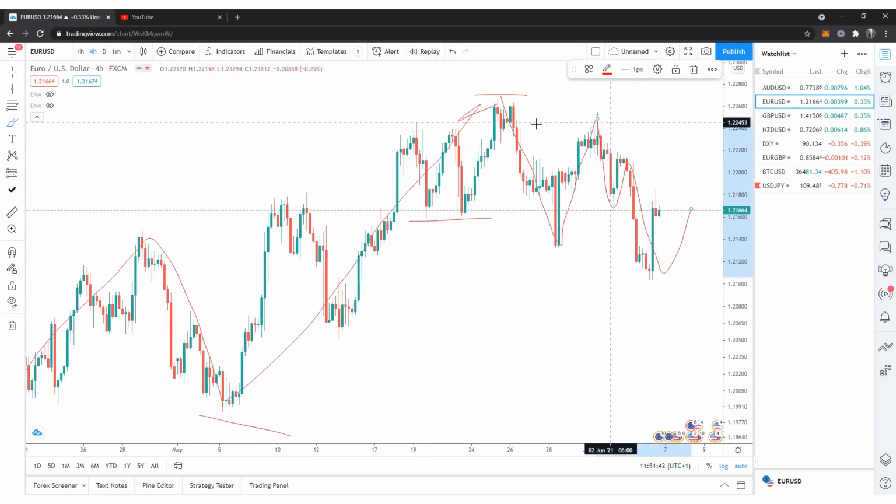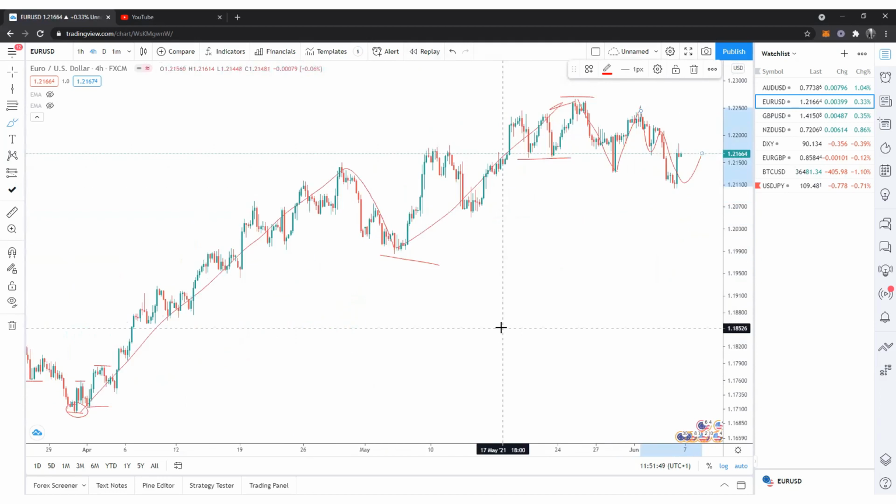When we see this fail to take out the high, we just wait for a bit of confirmation, and then we go from there. So I hope this video has helped. This is market structure. You could easily just trade by using this and identifying the highs and the lows of each leg. If you think of it as a leg, it's leg up, leg down, leg up, leg down.